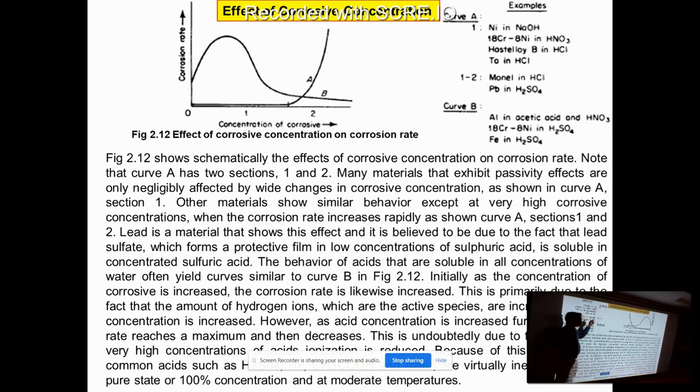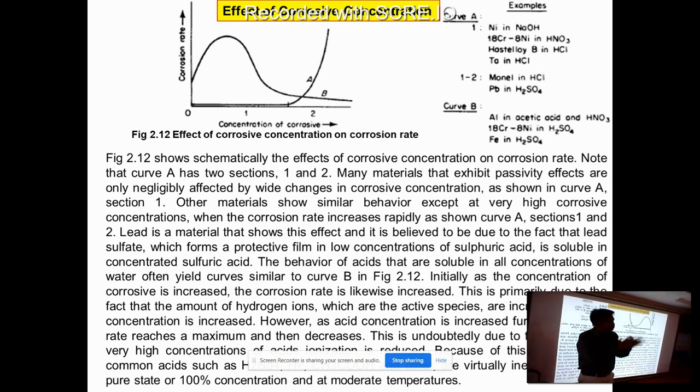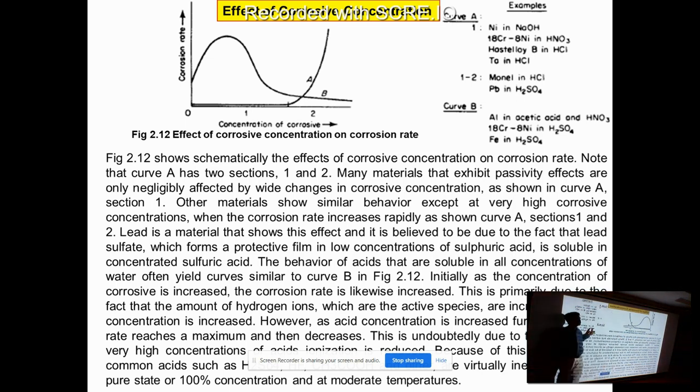So for every case, you just remember one example. See, I have given four or five types of examples. For one section, you remember just one. You remember one combination: 18 chromium, 8 nickel, and nitric acid. Wherever it is quoted, you remember that. That's all. It's very easy. You understood the mechanism, you understood the concept. You remember one example. That's enough.